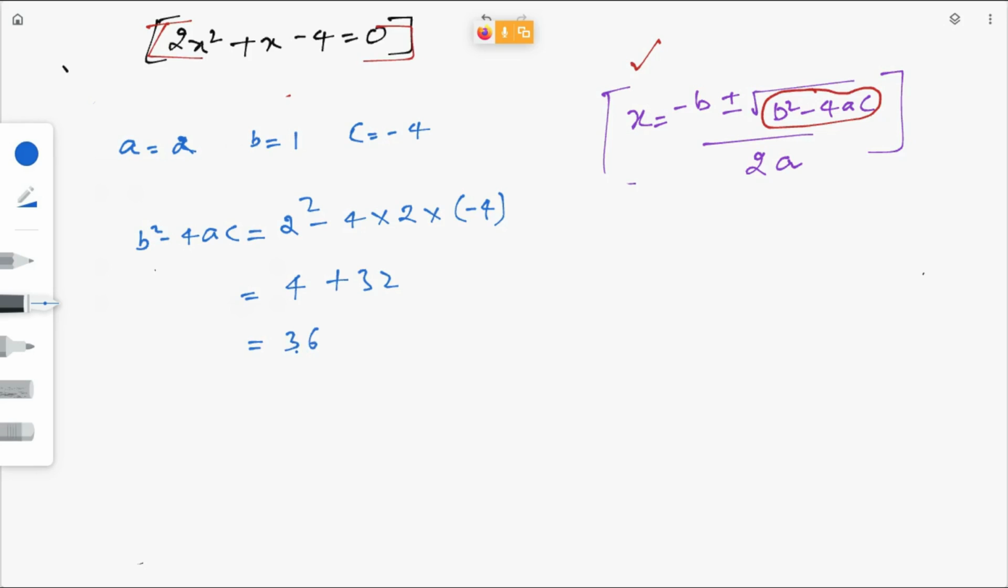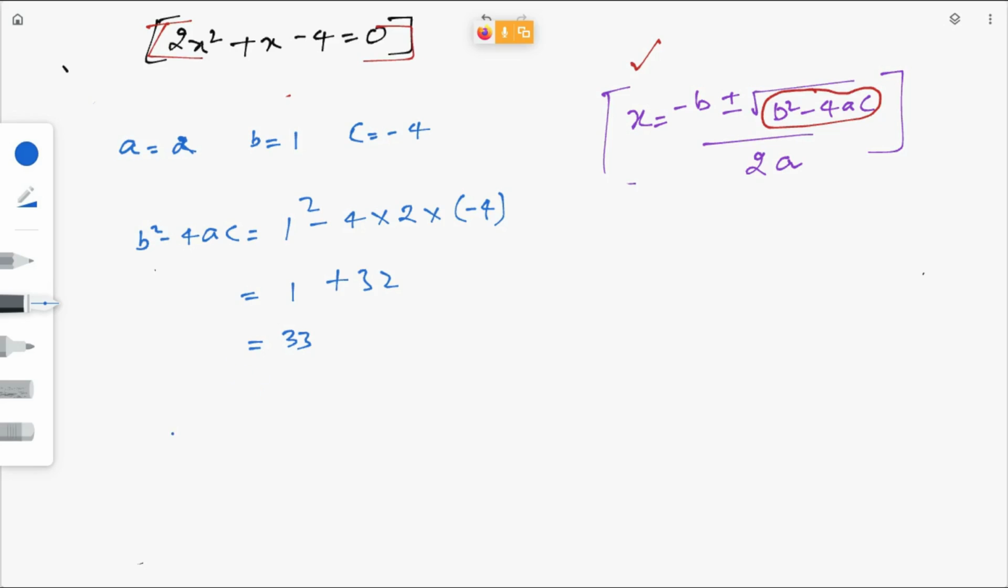Sir, b is 1, sir. What is b square? Sorry, it is 1, right? 1 square. So you will get 1 plus 32, that is 33. Okay, which is greater than 0, right?